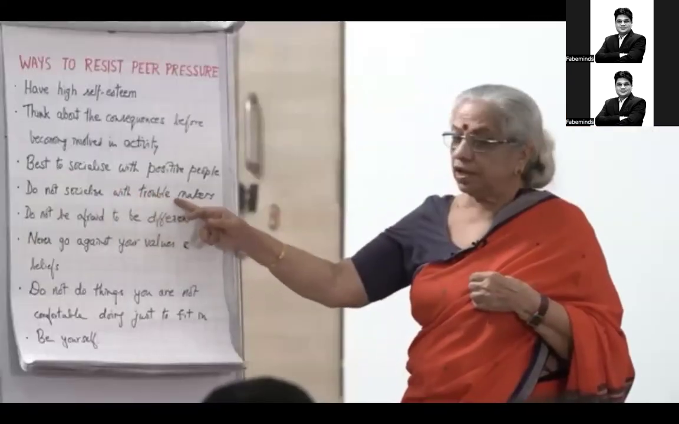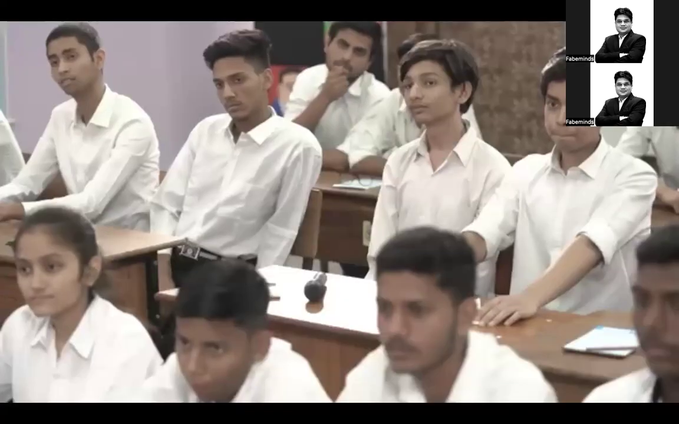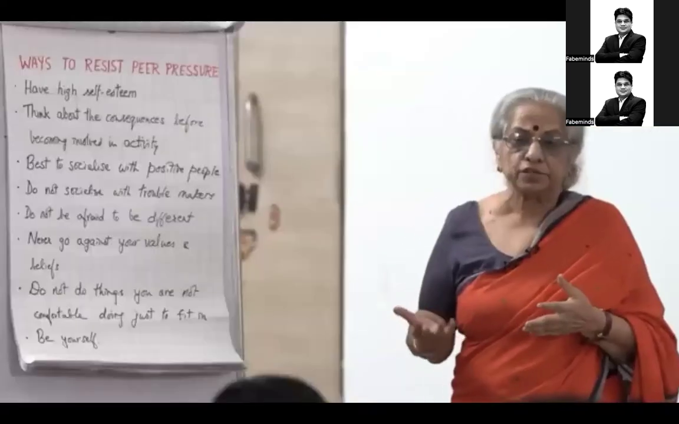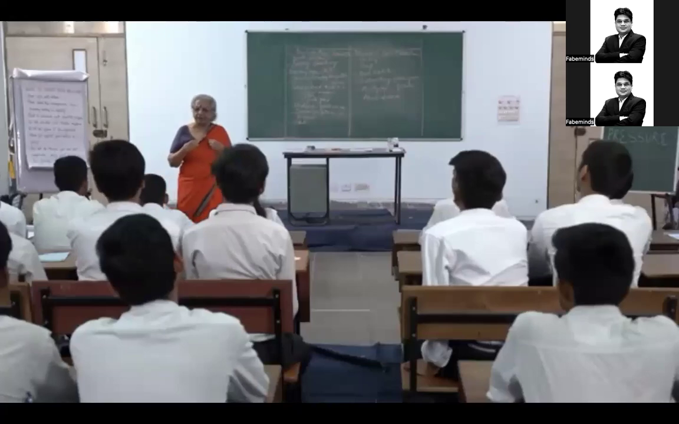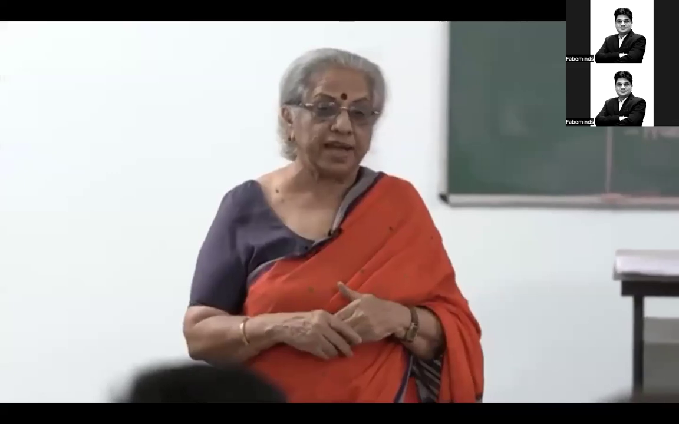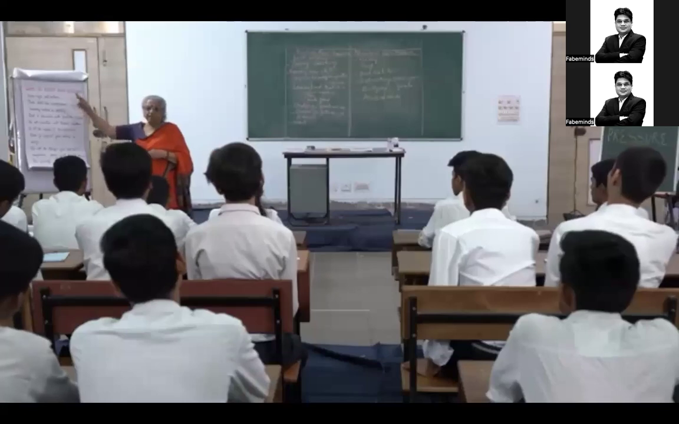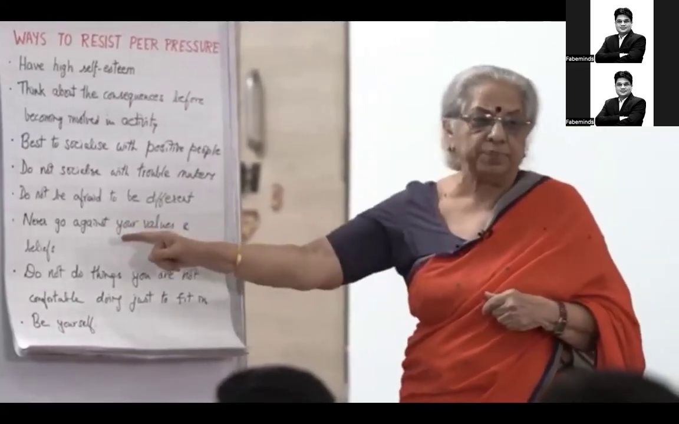Do not socialize with troublemakers. So troublemakers, this is what Rocky did. So, if you are going to be associating with troublemakers, sooner or later, you will get into trouble. Do not be afraid to be different. Sometimes if you are not very confident, then you tend to feel that you have to join the group, to be like other people, and otherwise you will be isolated, you will become lonely. Don't be afraid. If you have high self-esteem and self-confidence, and if you are right, then you should have the strength to go alone. Never go against your values and beliefs.